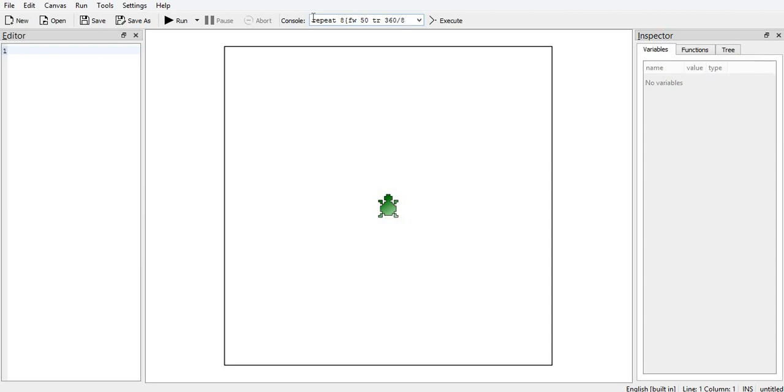8. 360 divided by 8 is 45. So either you can write 45 directly, or you can just write the formula 360 divided by 8. The number of sides and the 360 divided by that number of sides, these two numbers should match. 8 sides, so 360 divided by 8 only. As soon as we press enter, we get an octagon on the canvas.